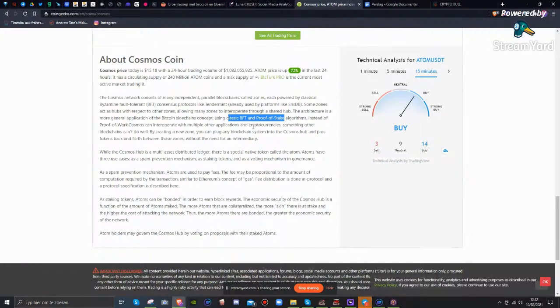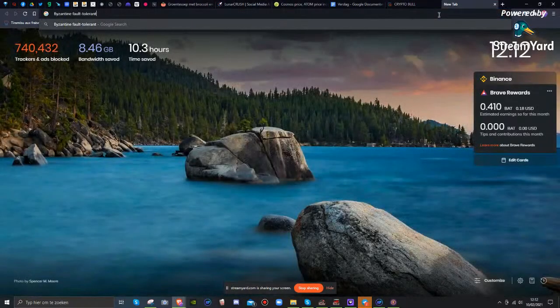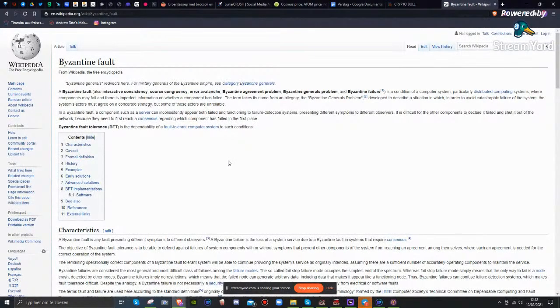I hope in this case the BFT, what was it called, Byzantine fault tolerance, can actually help, because I have to admit, I'm not immediately aware what it is. In case, I'm going to look it up, there's always a Wikipedia article. Because as you see, I'm not the end line of everything technical. The world is that big. It's a condition of distributed computing systems where components may fail and there's imperfect information on whether a component has failed, in which actors must agree on a concerted strategy, but some of these actors are unreliable.